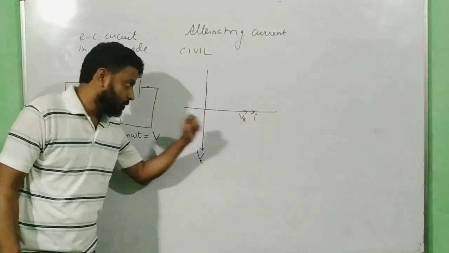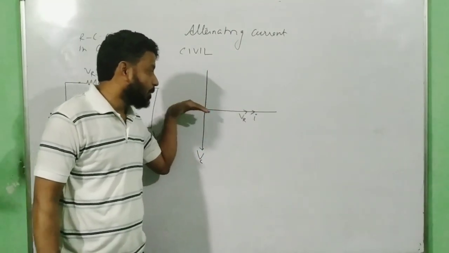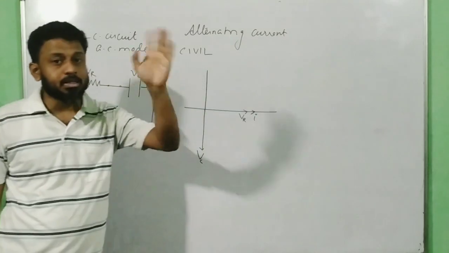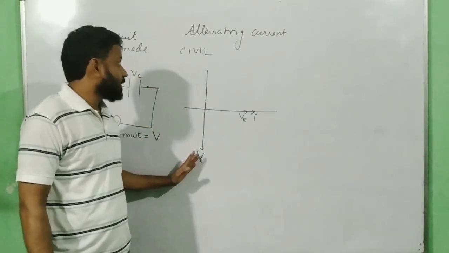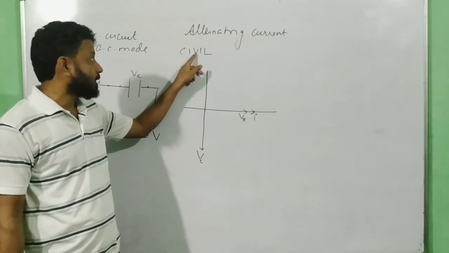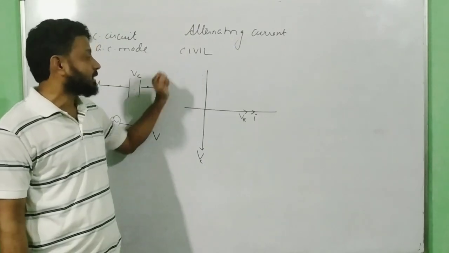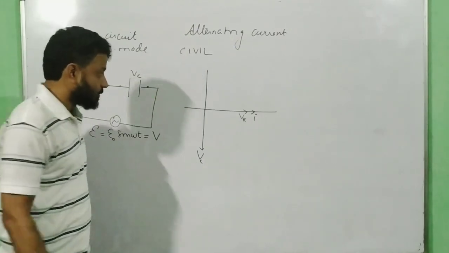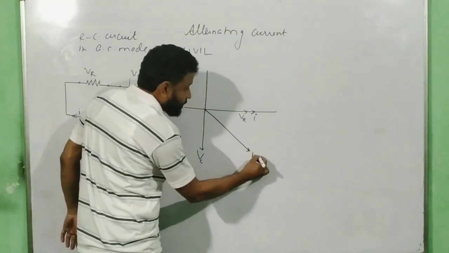So I'll sum up again. If I say current is in this phase, that means VR is bound to be in the same phase, because in a resistive circuit, current and potential are in the same phase. But VC, the voltage across the C, in the capacitance CIVIL, current leads the voltage or voltage lags the current. So my voltage VC is over here. This is the net voltage.